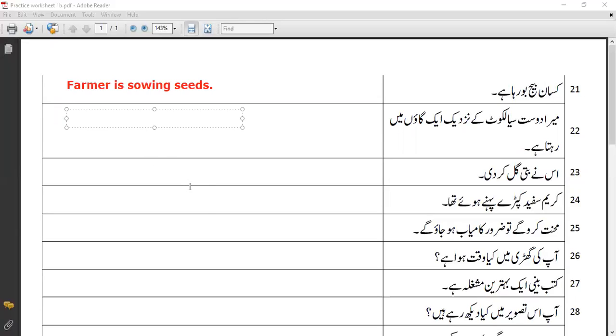So how are you going to translate this? My friend lives. Okay, the present form of the verb. My friend lives in a village near, oh sorry, this is near Sialkot. Okay, that is how you translate it. My friend lives in a village near Sialkot. Okay.